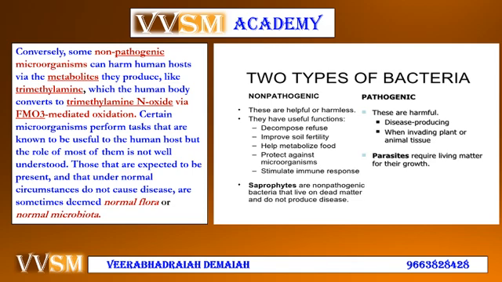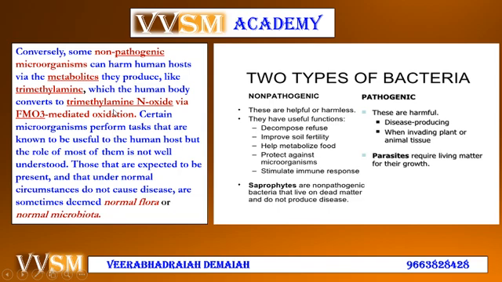Non-pathogenic bacteria are helpful or harmless. They have useful functions: they decompose refuse, improve soil fertility, help metabolize food, protect against harmful microorganisms, and stimulate the immune response. Saprophytes are non-pathogenic bacteria that live on dead matter and do not produce diseases. Pathogenic bacteria are harmful and produce disease when invading plant or animal tissue. Parasites require living matter for their growth.